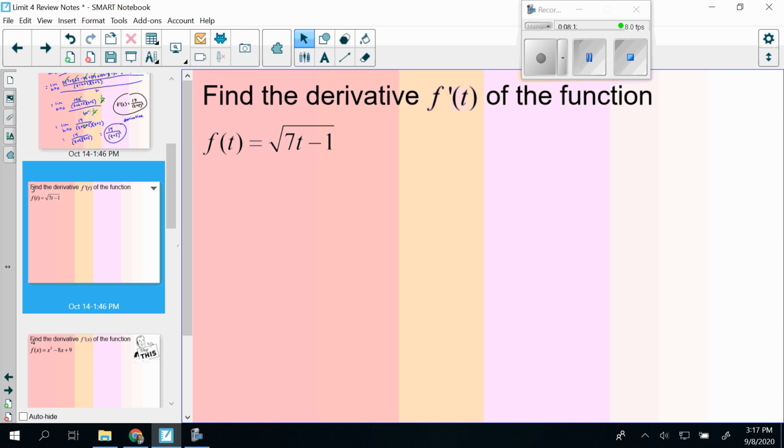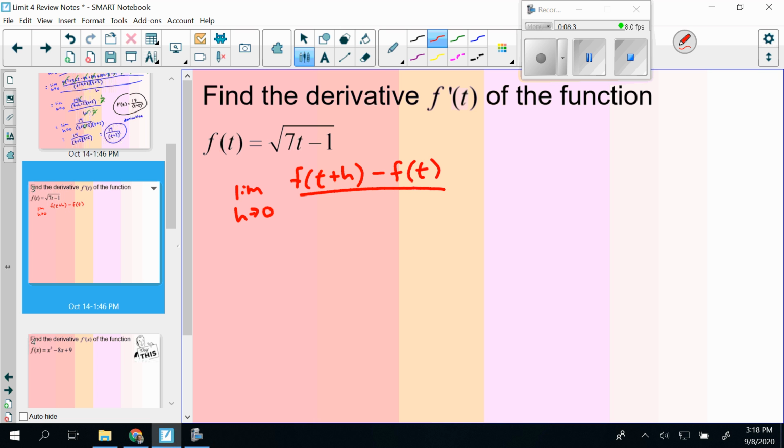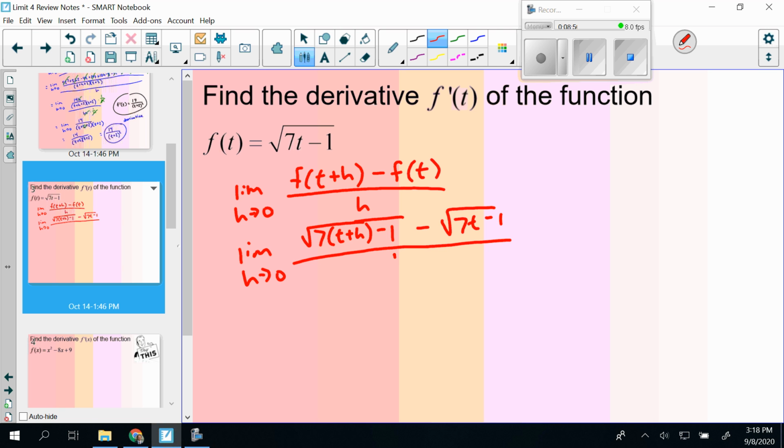Let's try one more together and then have you guys try one. This one involves a square root. So again, you want to do: what's the limit as h goes to 0 of our function at t plus that little bit h minus our function at t, all over that little bit? What's our function at t plus h? In this case, that would be the square root of 7 times t plus h minus 1, minus our function, the square root of 7t minus 1, all over h.